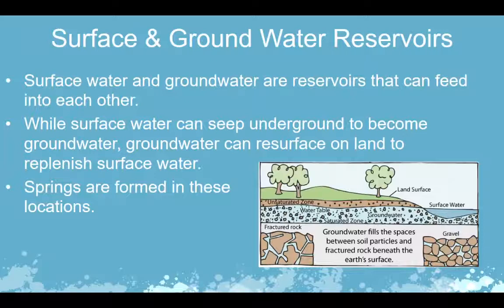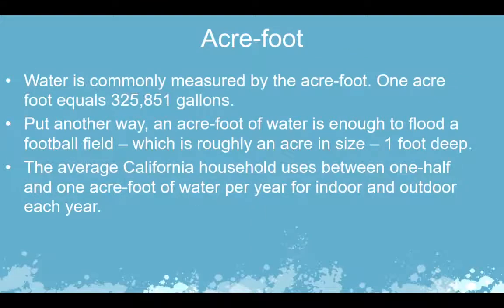So we need to talk a little bit about how much water we're dealing with. When we measure water, we're usually doing so in a term that you may not be familiar with. It's not liters, it's not gallons. We typically use the term acre foot. So water is typically measured by an acre foot. 1 acre foot is equal to 325,851 gallons. But to give you a better picture of what that is, an acre foot of water is enough to flood a football field, which is about an acre, to a depth of 1 foot.